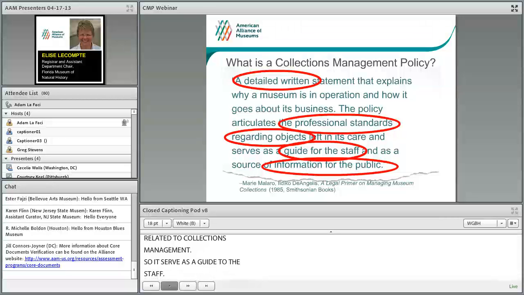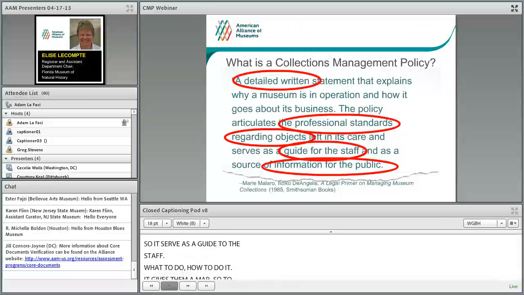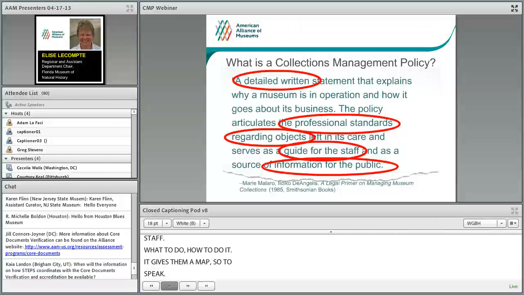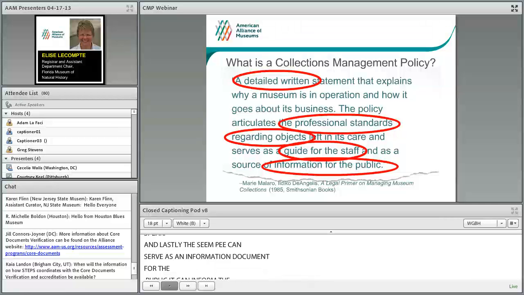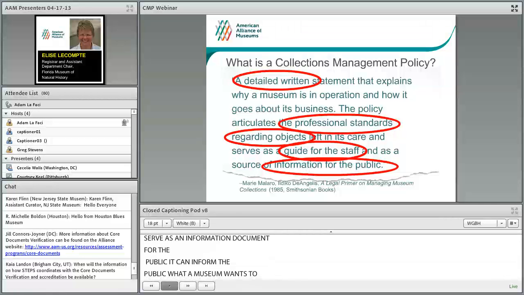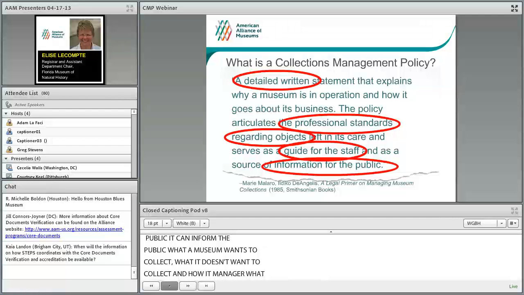And lastly, the CMP can serve as an information document for the public. It can be used to inform the public of what a museum collects, importantly, what it doesn't want to collect, and then how it manages what it does have. So you should consider all of those things when you're developing your collections management policy. Okay, back to Cecilia.